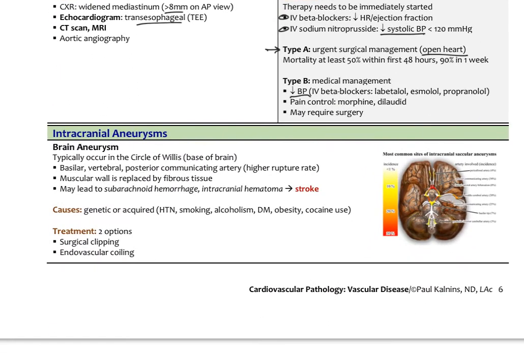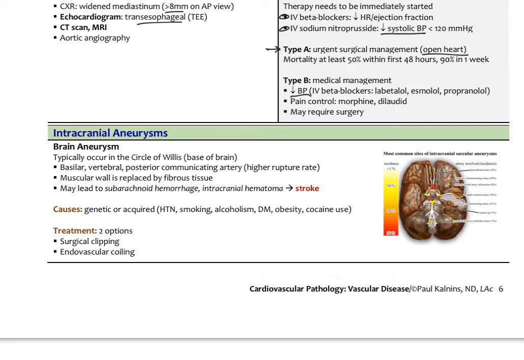And then intracranial aneurysms. We've already talked about these in the neurology block, but basically these typically would be aneurysms at the circle of Willis, involving the basilar, vertebral, and posterior communicating arteries, and have a very high rupture rate. The muscular wall in the arteries there is replaced by fibrous tissue, and that can lead to a subarachnoid hemorrhage or an intracranial hematoma, and that would cause a stroke.